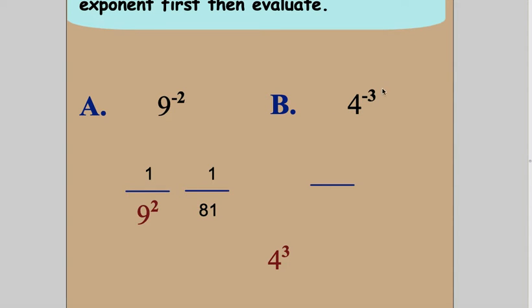Same with this one. Negative or positive? Right away, positive. So I'm thinking about it as the 4 to the third power is on the bottom. That's how I make it positive. Then from there, I just have to evaluate that. And I'm going to get 4 to the third power. And I got to think about that for a second. I want to say 4 times 4 is 16 times 4 is 64. So my answer is 1 over 64.